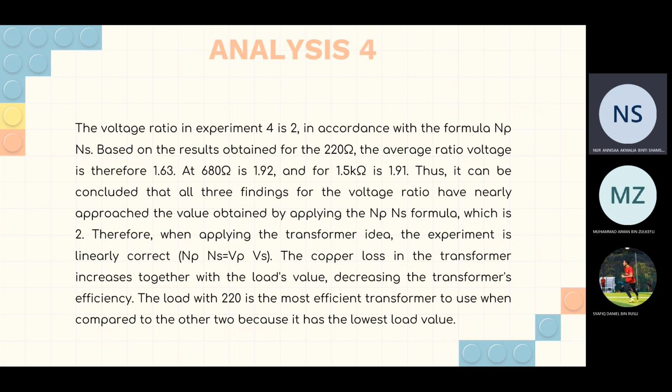The copper loss in the transformer increases together with the load's value, decreasing the transformer efficiency. The 220 ohm load is the most efficient to use compared to the other two because it has the lowest load value.